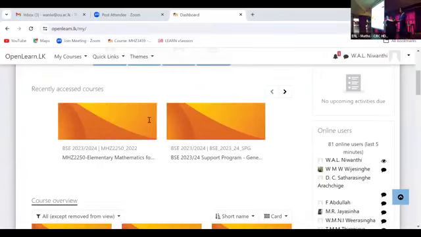If any repeat student needs access for this elementary mathematics course, please send a request to us through your LMS. Yes, there is a separate forum in general support, so you can make a request there.